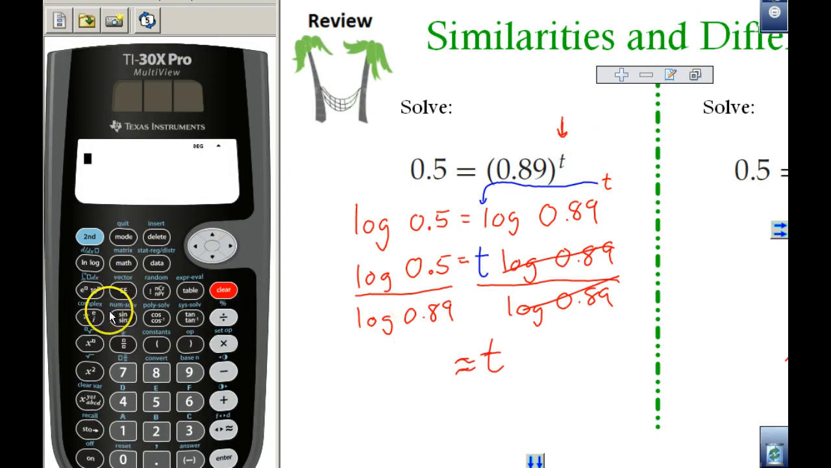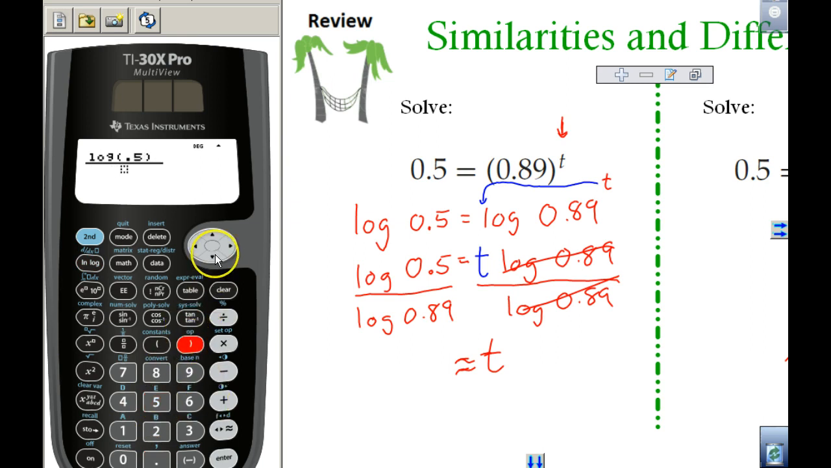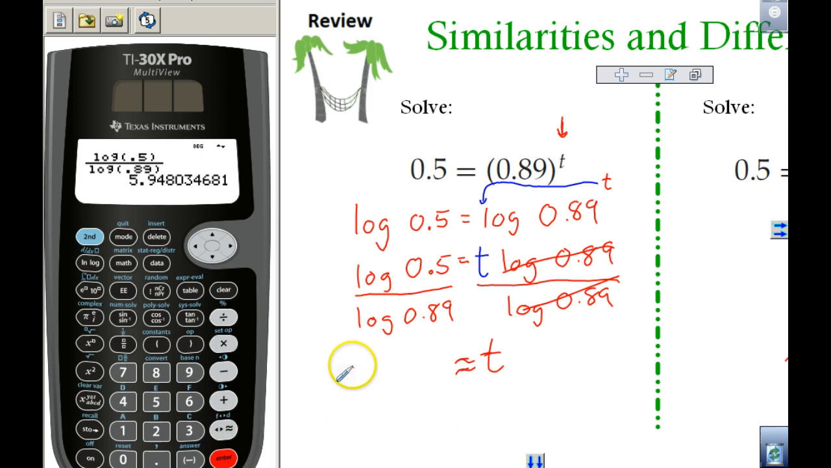Alright, so I'll do a fraction: log of 0.5, go down, and log of 0.89, enter, and we get approximately 5.9480, almost 6.